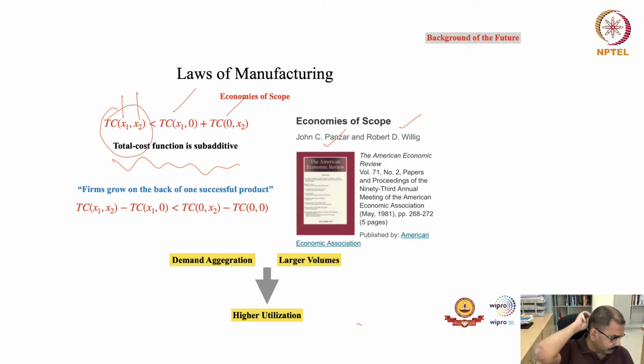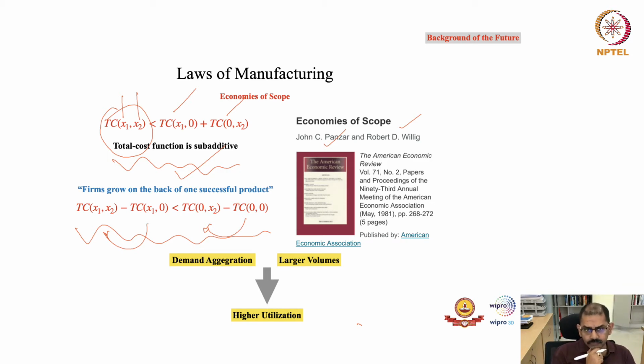So if you recall, when we talked about the economies of scale, we were saying that the average cost is decreasing. In this case, the total cost of jointly producing X1 and X2 is actually lower than the individual production, right? So the total cost function is sub-additive. And if you just rearrange this, it will look like this, right? So going from 0 to 2 the cost is actually higher than if you go from 1 to 2, right? And the main idea here is that the firms grow on the back of one successful product.